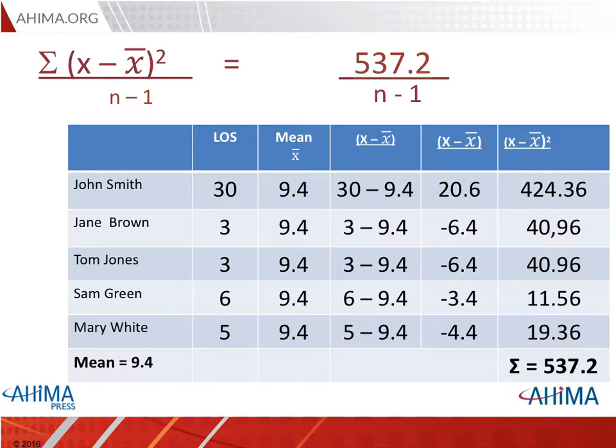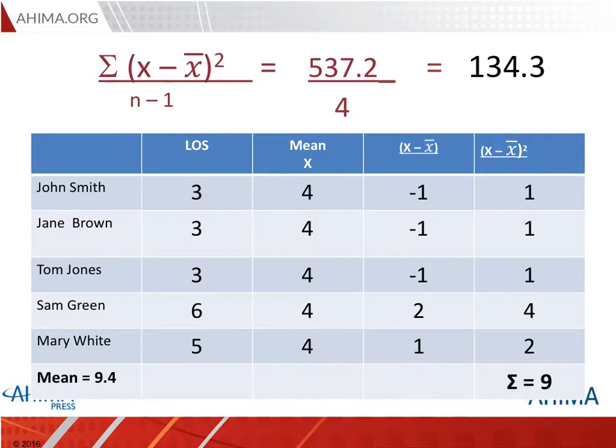Next, we squared the number and totaled them. Our sum is 537.2. This is our numerator. Our denominator is the same. We always just use 1 less than the total number in our population. Since we have 5 patients, our denominator is 4.